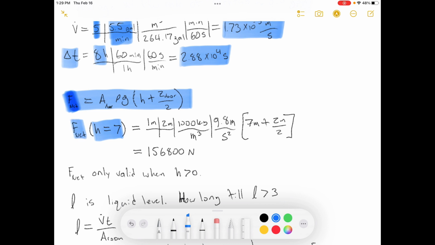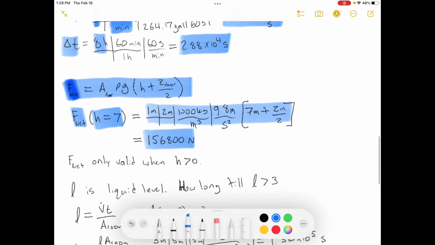Okay, so the net force when h equals 7 is equal to this, and that is 157,000 newtons. That's way above what the door could handle, which is about 4,000 newtons. So no, the answer is no, the door will not hold that pressure. The door would fail.